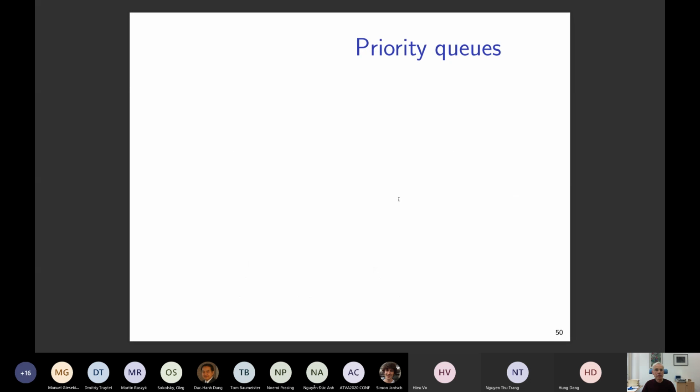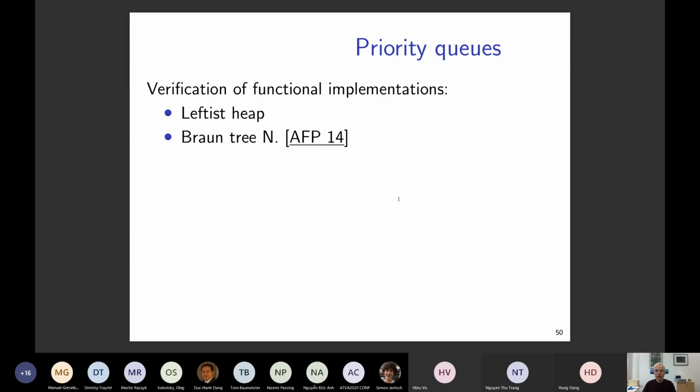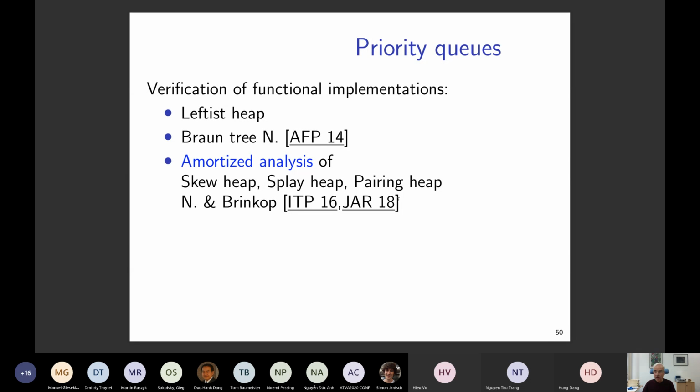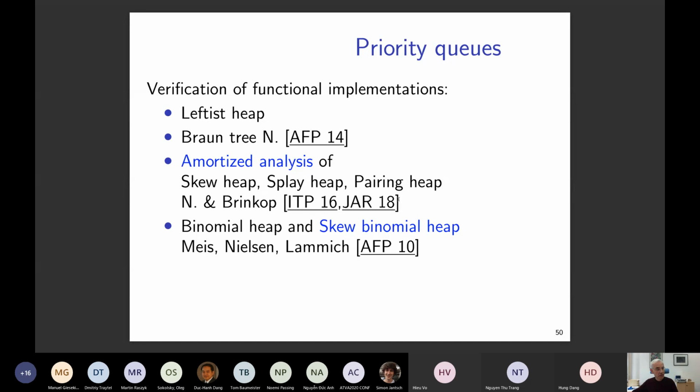Priority queues are, of course, a staple of the introduction to algorithms, and there are a number of verifications of functional implementations. We have leftist heaps, we have priority queues based on Braun trees, we have amortized analysis of more complicated structures like skew heaps and pairing heaps, which are not so trivial anymore. The amortized analysis is not so trivial, the functional correctness is easy. Then we have binomial heaps and the skew binomial heaps that have been verified, and the skew binomial heaps are interesting because they're the best functional version we have.